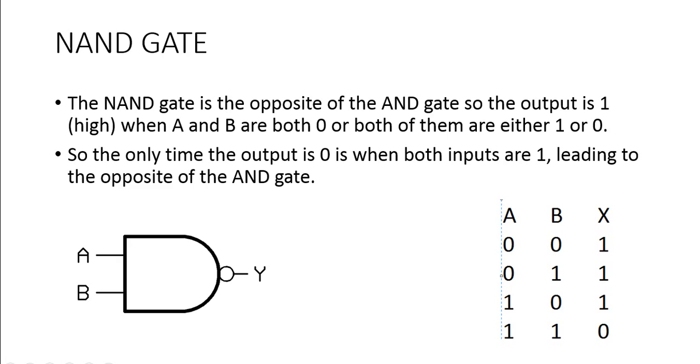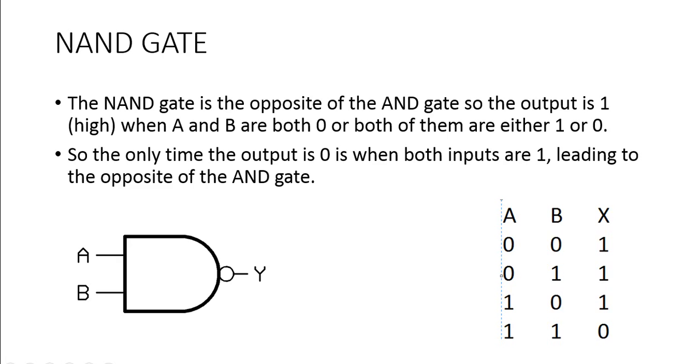So on the right we've got A equals 0, B equals 0, but the output equals 1. A is 0, B is 1, the output is 1. A is 1, B is 0, the output is 1. But when we get to the 1 and 1, the output is 0, because in the normal AND gate, if A and B were both to be 1, the output will be 1, and all of these will be 0.